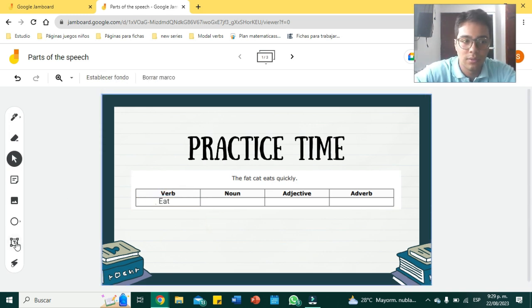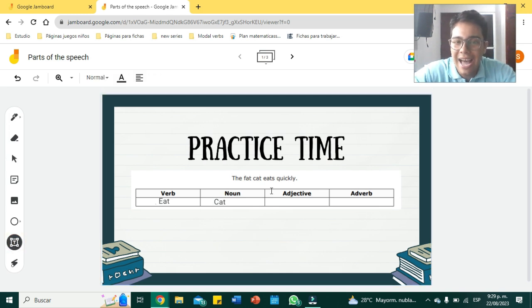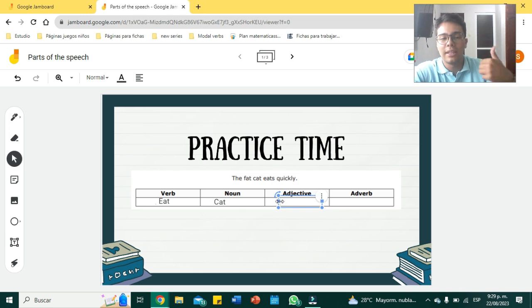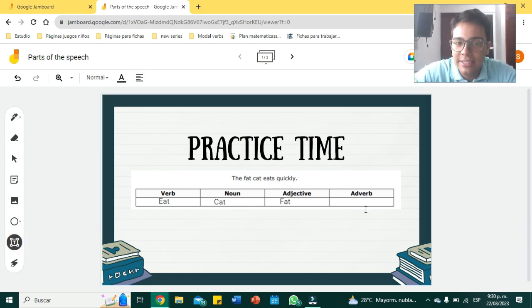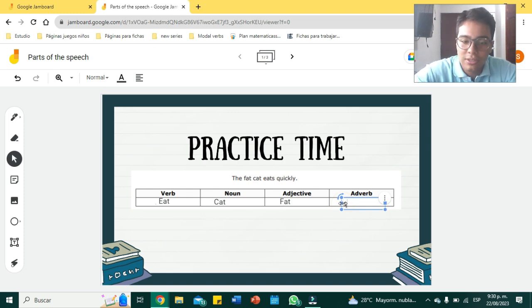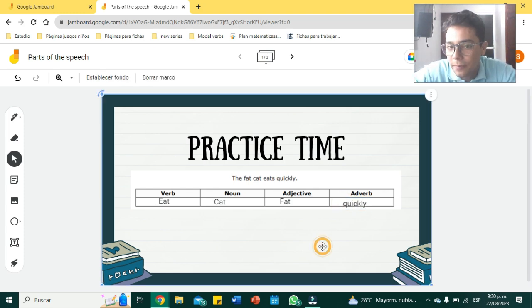The noun, what will be the noun? The noun, of course, will be cat. And then we have the adjective. We have to look for the word that is describing this noun. In this case, we are giving a physical description about the cat, and we refer to the cat as a fat one. And the adverb, the easiest word in the sentence, because as I told you, here we have a word with the suffix "ly", and in this case it is quickly. So we are saying that something was done quickly.